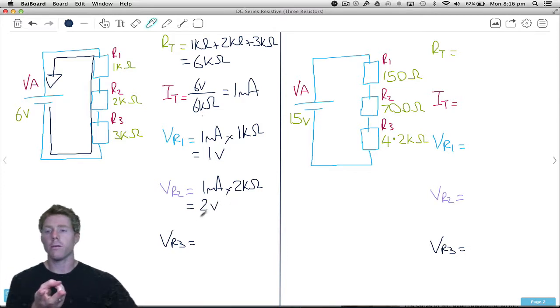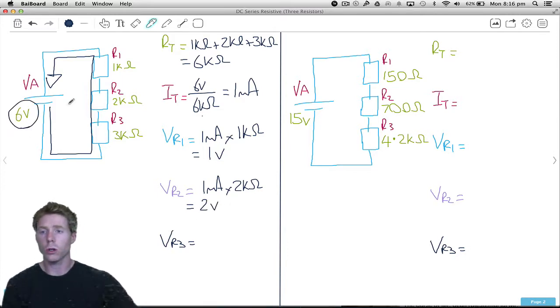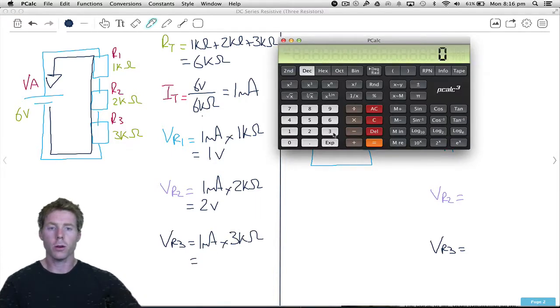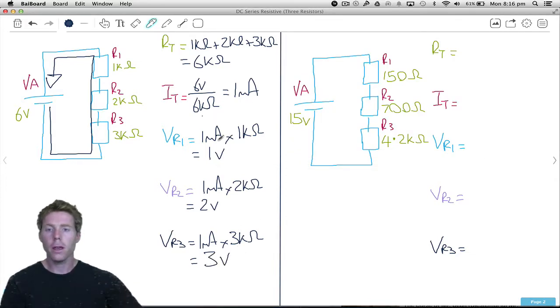Now, there are 2 ways that we could get VR3. We could do 6 volts, which is total, take away 1 volt, take away 2 volts, that would leave us with 3. Or we could do it as we've been doing it here. There's 1 milliamp flowing through R3. The resistance of R3 is 3K ohms. I probably don't need to do this on the calculator, but let's keep doing it. 1 exponential negative 3 for 1 milliamp times 3 exponential 3 for 3K, and we get 3 volts. 1 volt plus 2 volts plus 3 volts is 6 volts. Alright, very good. Let's do this next circuit.